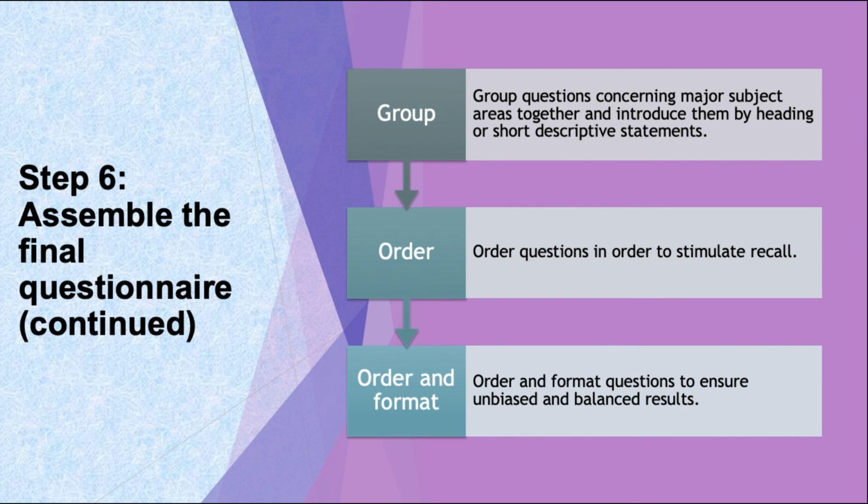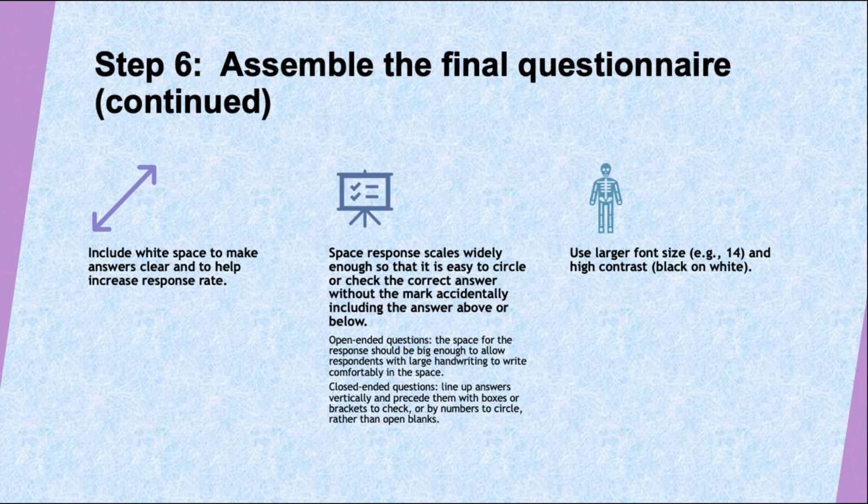I just now explained the recall and order, and format questions to ensure unbiased and balanced results. So again, include white space to make answers clear and to help increase the response rate. Space response scales widely enough so that it is easy to circle or check the correct answer without the mark accidentally including the answer above or below. So you make that spacing a little bit wide enough.